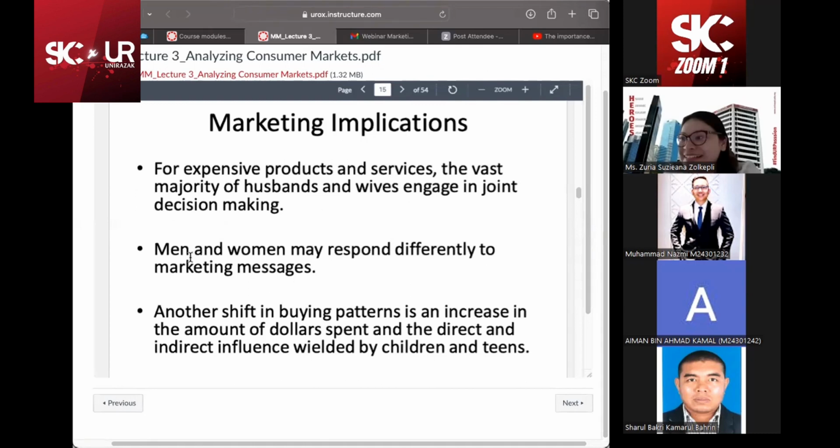Okay, and this one, men and women may respond differently to marketing messages. So do you guys agree with this? If yes, in what way? Men and women may respond differently to marketing messages. So what do women like and what do men like? Or anyone? I'm talking about this one. Okay, men and women may respond differently to marketing messages.